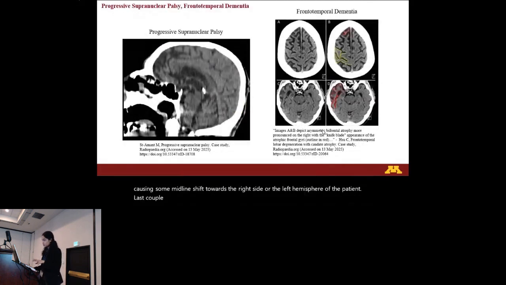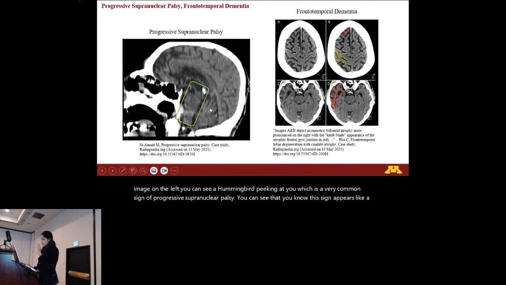Last couple of things that I want to show that are evident on CT: if you look at the image on the left, you can see a hummingbird peeking at you, which is a very common sign of progressive supranuclear palsy. You can see that this sign appears like a hummingbird, and it's shown to detect PSP really well. And then on the right side, you have a patient with frontotemporal dementia, and there's a very common finding which is called knife edge atrophy. If you look at the axial scans in the top two rows, you can see that the foldings of the brain resemble knife edges, and that is also a telltale sign of frontotemporal dementia.